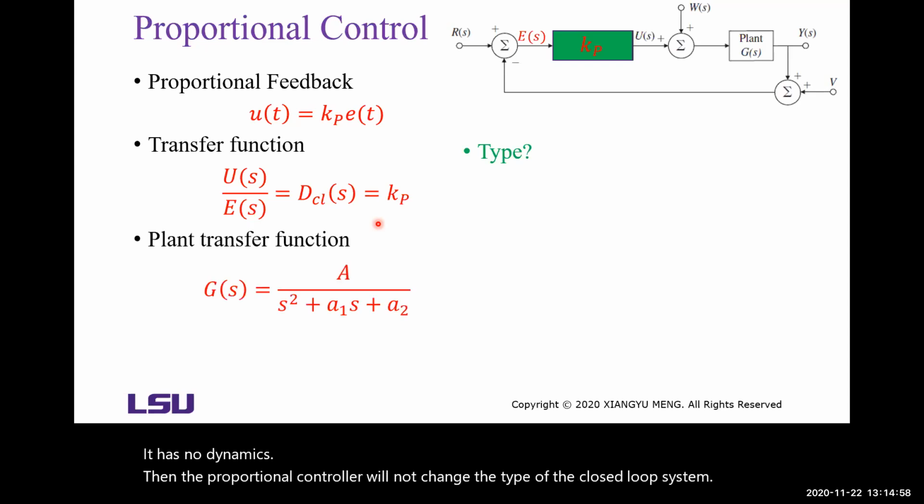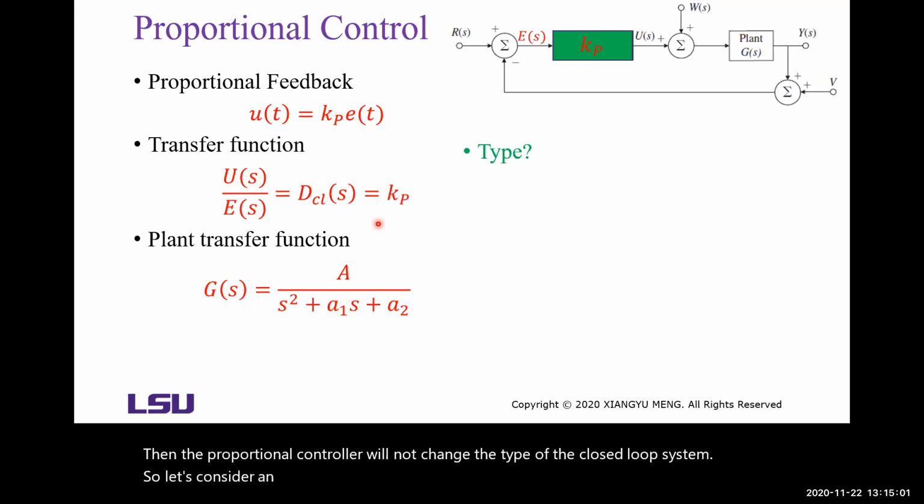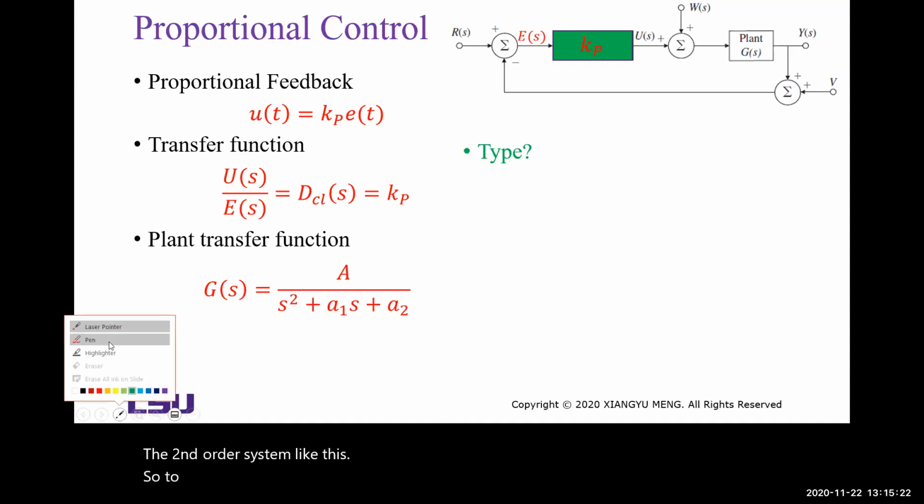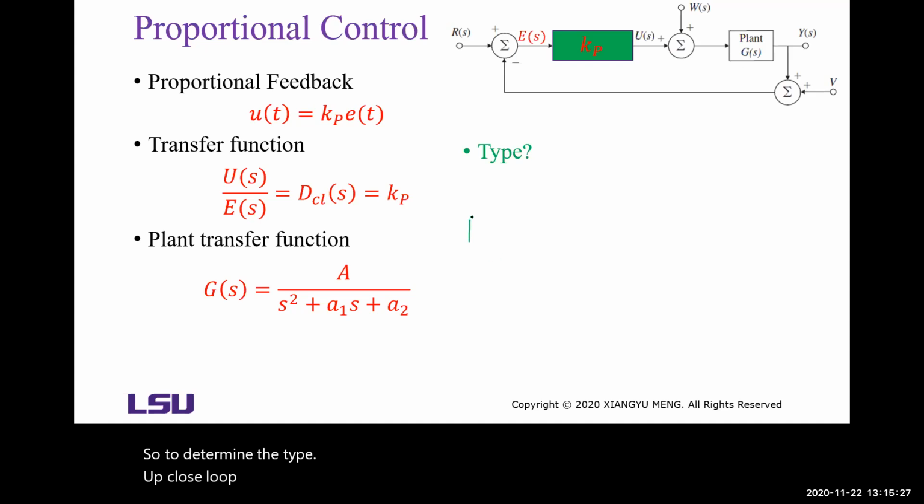So let's consider an example. Let's assume the plant has a transfer function of a second order system. If you still remember, the motor can be modeled by a second order system like this. So to determine the type of closed loop system, we can use G times D. D is a controller, here just Kp.